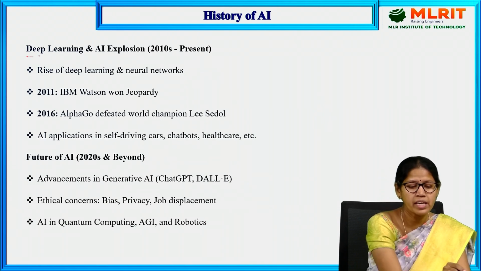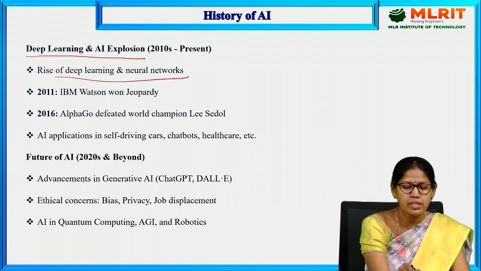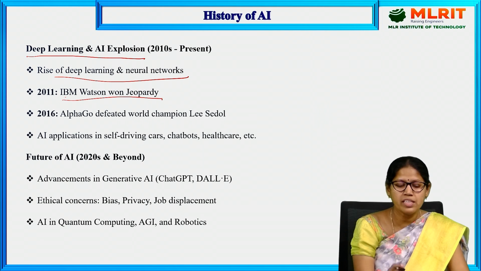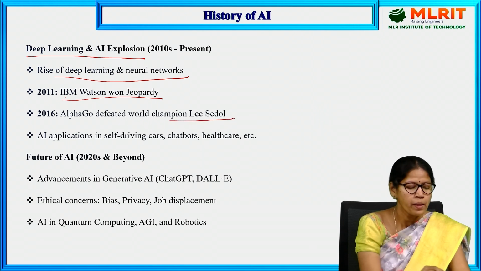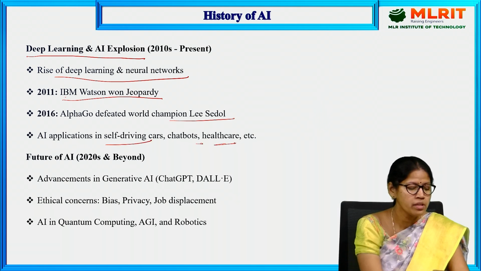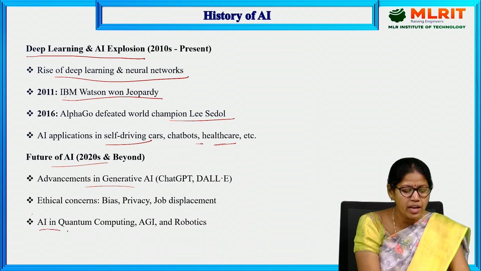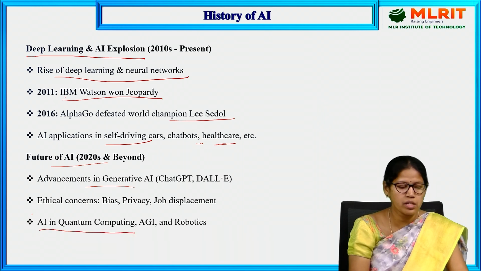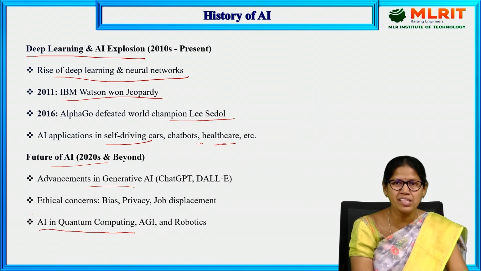Next, deep learning and AI explosion. From the 2010s to present, the rise of deep learning and neural networks. In 2011, IBM Watson on Jeopardy, a quiz show. In 2016, AlphaGo defeated world champion Lee Sedol. AI applications include self-driving cars, chatbots, healthcare, and many more. The future of AI includes advancements in generative AI, ethical concerns, bias, privacy, job displacement, and AI in quantum computing and robotics. This is the history of AI from the year 1943 till date.